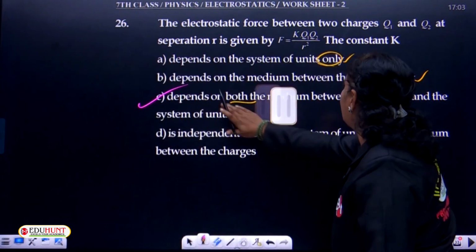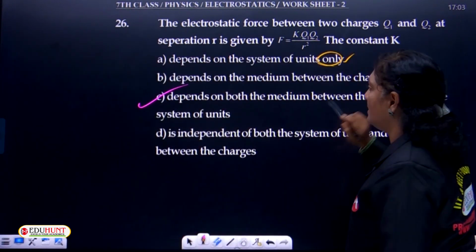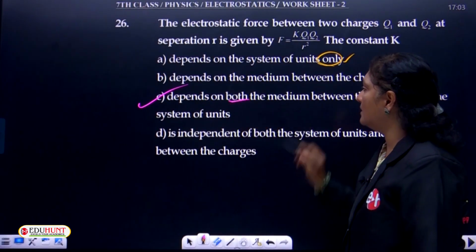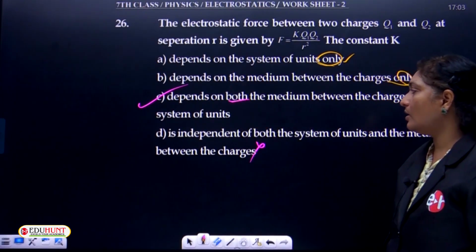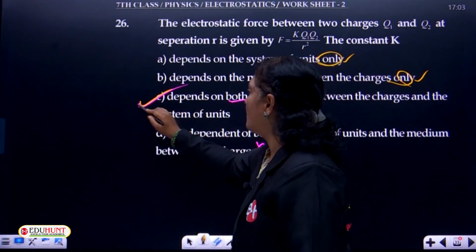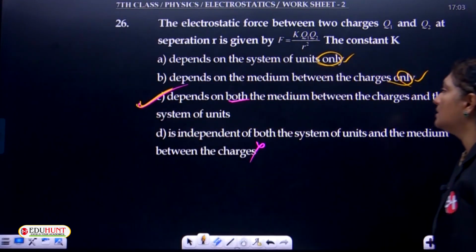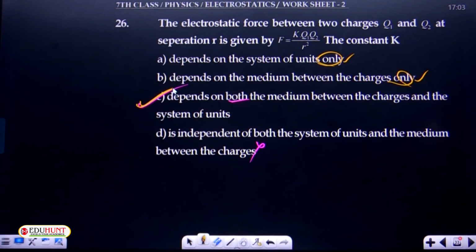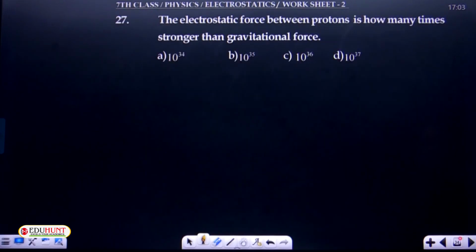It not only depends on this, it depends on both the values. Okay, not independent. It depends on both the values. Hence, the correct option is option C. Depends on both the medium between the charges as well as the system of units.